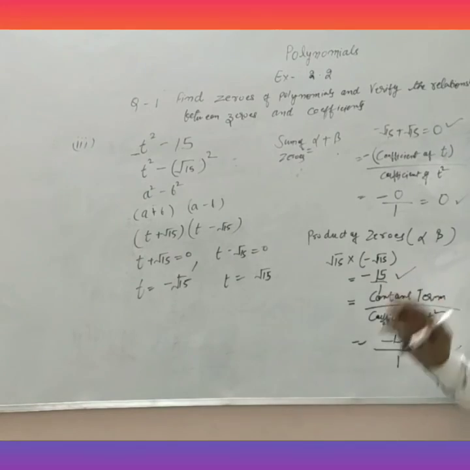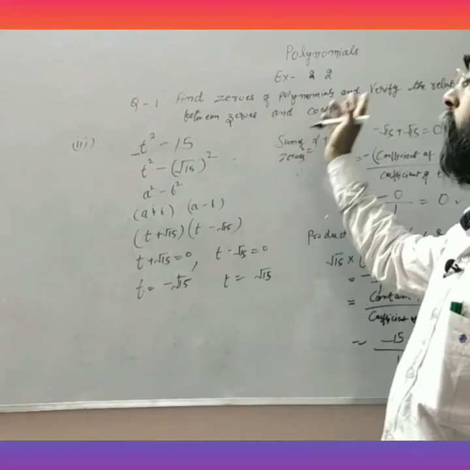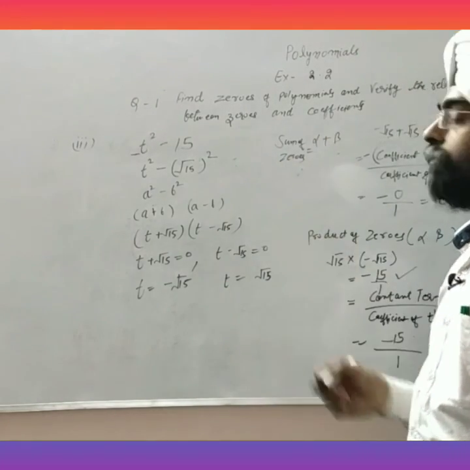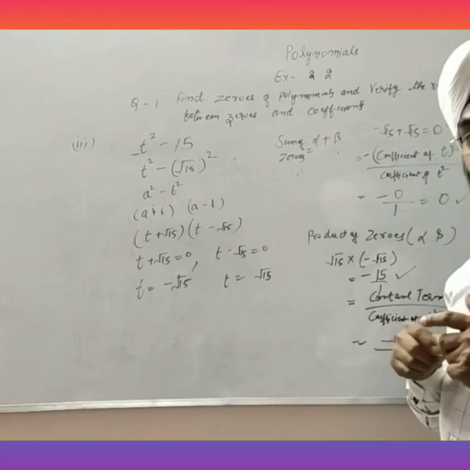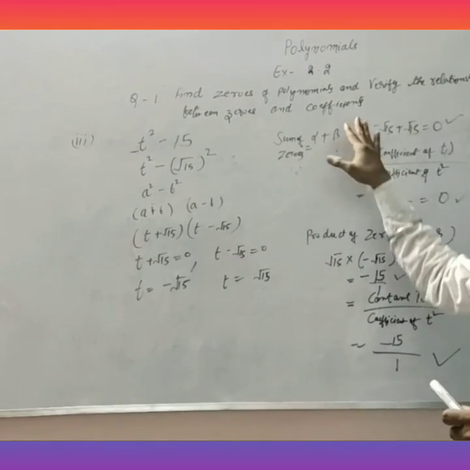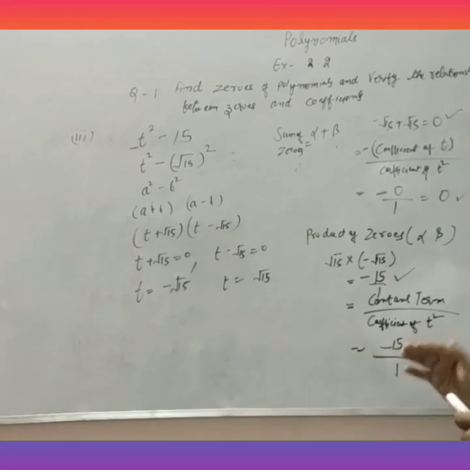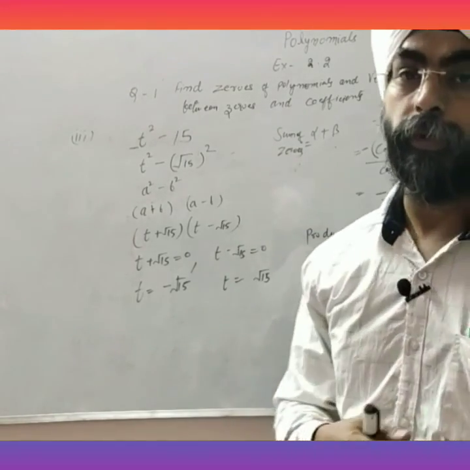I hope you have understood the questions of exercise 2.2, find the zeros of the polynomials and how to find the relationship between the coefficients and zeros. This is our last question of this video.